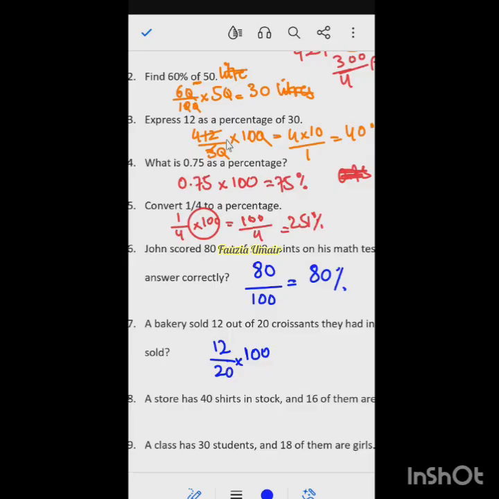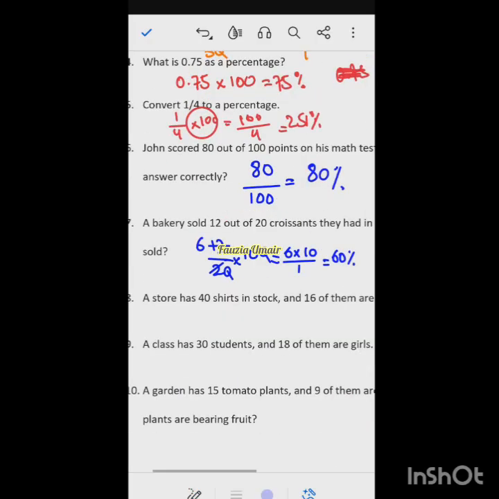Yes, देखो हम क्या कर रहे हैं? We multiplied with 100. So now what to do? We can cancel this 1 0, right? And then 2 can be cancelled with this 12. 2 sixes are 12. What is left in the numerator? 6 and 10. What is left in the denominator? 1 is left. So the answer is 60%. So how many croissants were sold? 60% of the croissants were sold. ठीक है?